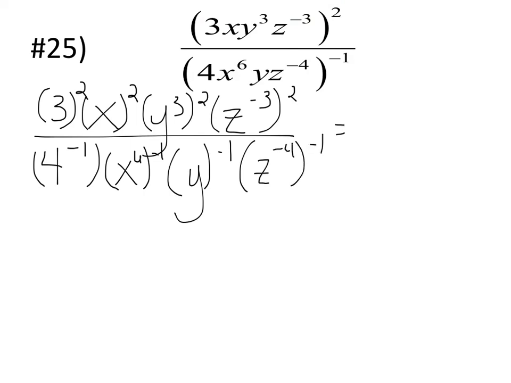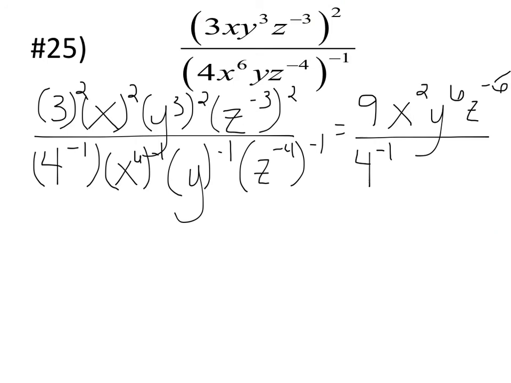Okay, so when you take a power to a power, you multiply, don't forget that. So 3 squared is 9, x squared is just x squared. So if you take a power to a power, you multiply. So you get y to the 6th, and then z to the negative 6. All over 4 to the negative 1, x to the negative 6, because multiply, y to the negative 1, and z to the 4th.